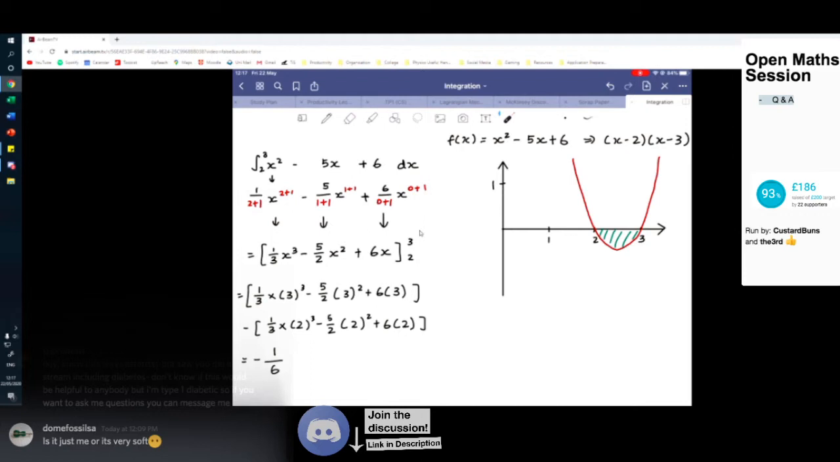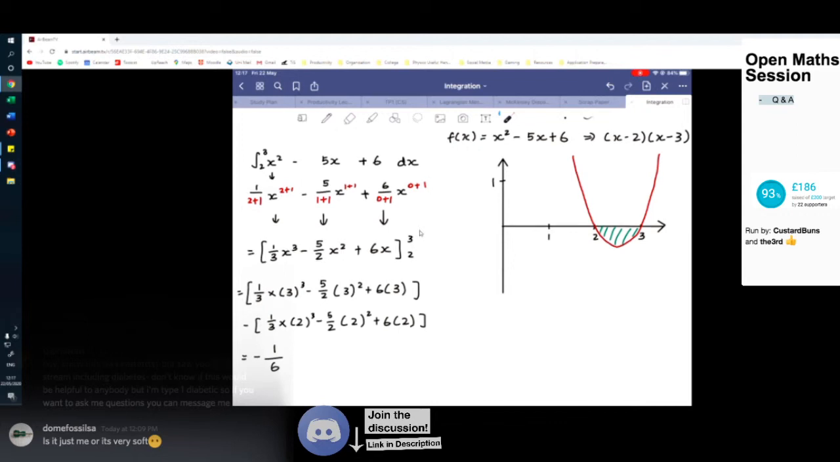So integrating between 2 and 3, we see we're going to get a negative number because the green shaded bit is below the x-axis. Remember, once again, that doesn't mean that the area is negative. We would take the area to be the absolute value of whatever value we get from integrating.